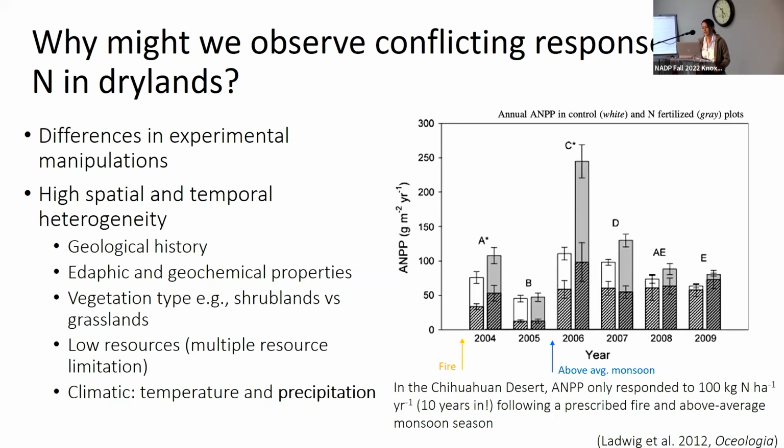For instance, in this study by Ladwig and colleagues, they only found a response to pretty high levels of nitrogen deposition or addition over 10 years following a prescribed fire and well above average monsoon season.